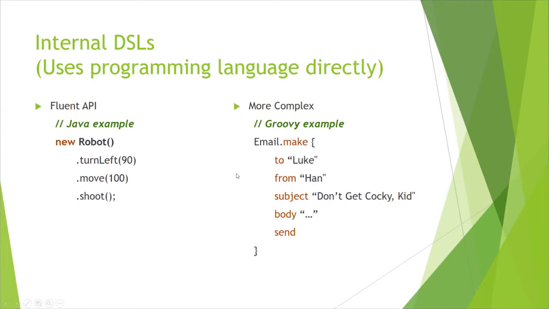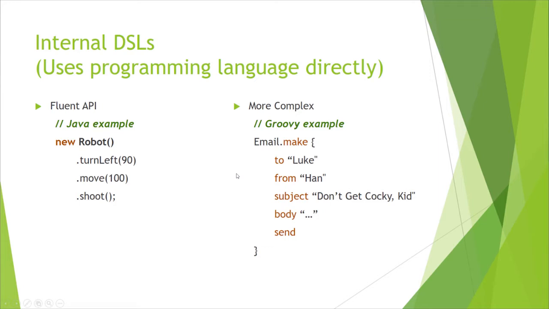This is kind of a simple version of a DSL that you actually do inside of a programming language. So if we look at something like Java, sometimes you use something that people refer to as a fluent API. So it looks like it reads kind of like a sentence. So in this case, you might say, new robot, turn left, move, and shoot. This makes it feel a little bit more like a sentence and might be more approachable to somebody who's not a programmer. But it's still code.